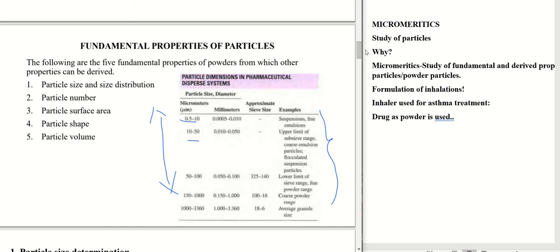Now let's get into the details one by one. First, we will be discussing particle size and particle size distribution, and also particle number. How can we determine the particle size and the number of particles in a given sample? Now let's see the different methods available.